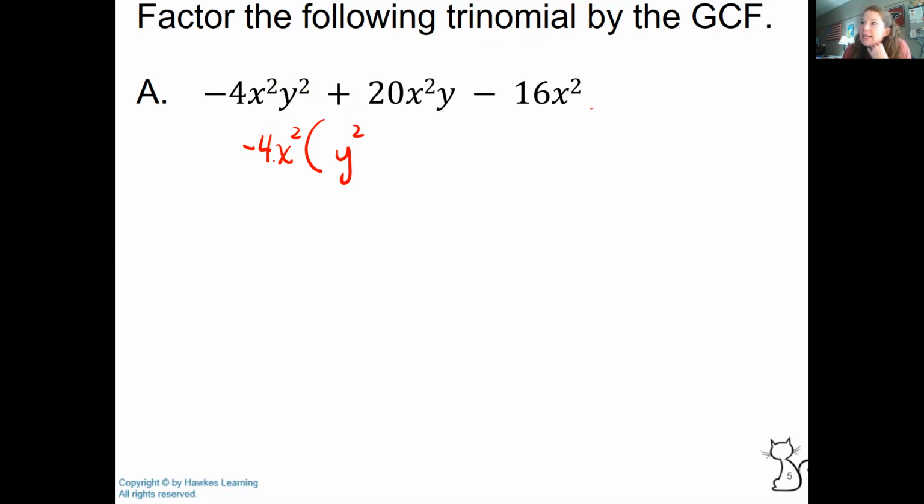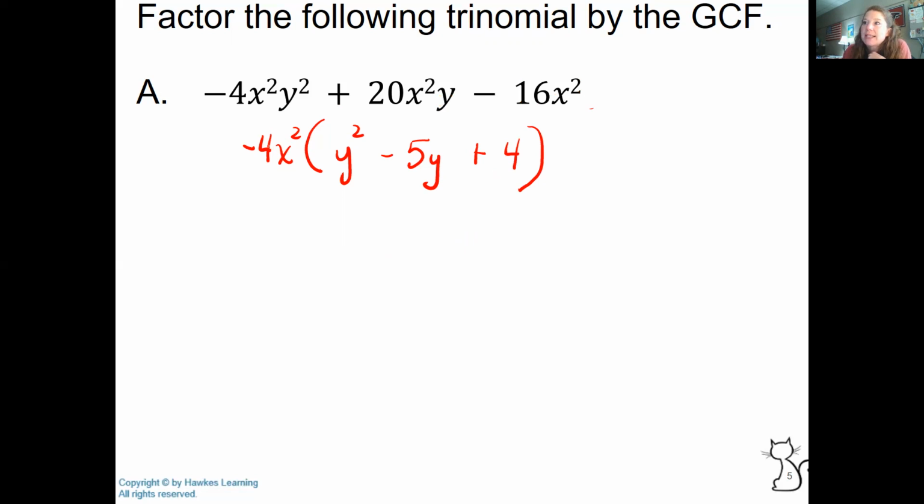All right, 20 divided by -4 is -5. X squared divided by x squared is 1, and 1 times -5 is -5. And then I didn't get to bring out any y's, so that's part of my answer. And then -16 divided by -4 is +4, and x squared divided by x squared is 1. 1 times 4 is 4. All right, I'll check again, make sure these 3 don't have any common factors. They don't.